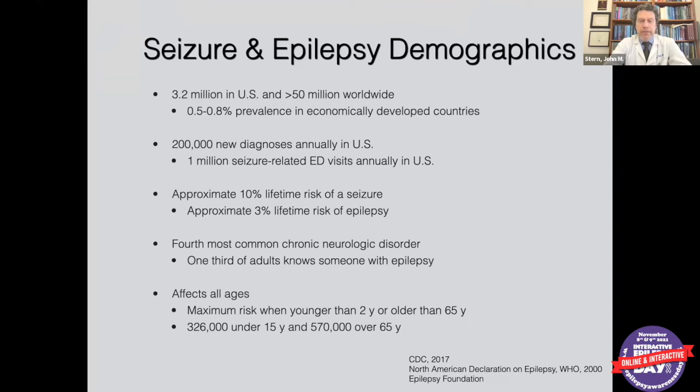It can occur at any age, but the risk is greatest in the young child and the older adult, so younger than 2 years and older than 65 years. Some numbers are that about 326,000 people are under age 15 and about 570,000 are over 65, all within that 3.2 million that I described at the top of the slide.